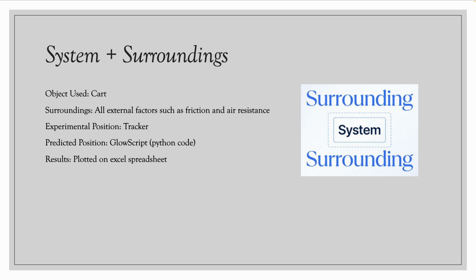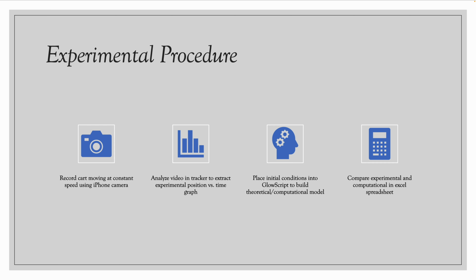Okay, so our object we used was our cart, meaning that was our system, and our surroundings are anything acting on the cart, which is things like friction or air resistance and maybe gravity. So using Tracker, we found the experimental position, and then we used GlowScript to find our computational model, and then we found our results using Excel spreadsheets.